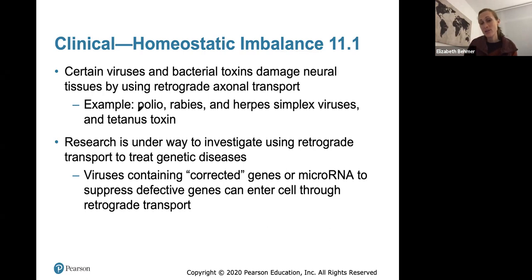An example is polio, which will eventually damage the nerve that gives nerve supply to the diaphragm. So it causes people to not be able to breathe. Others are rabies, herpes, similar viruses, and tetanus.